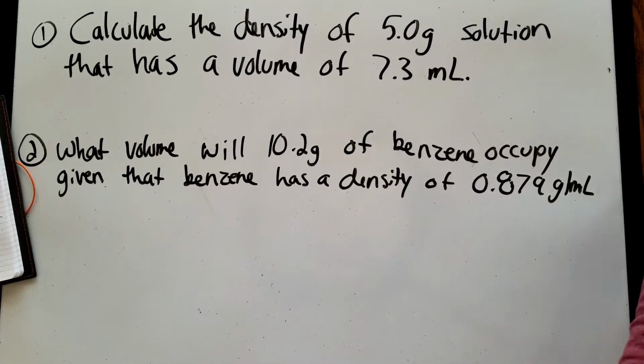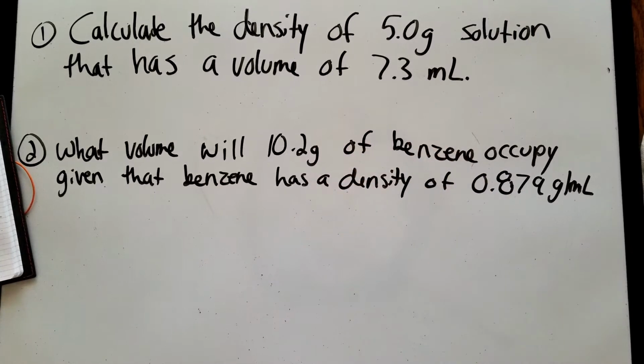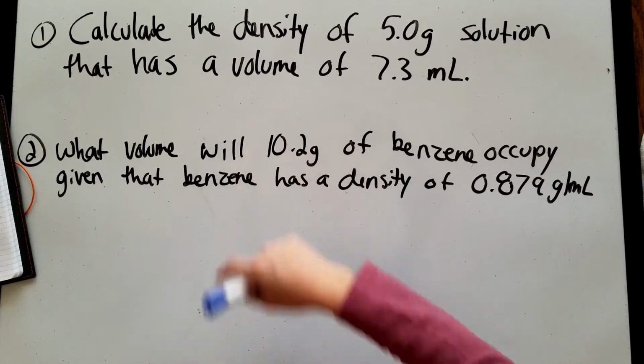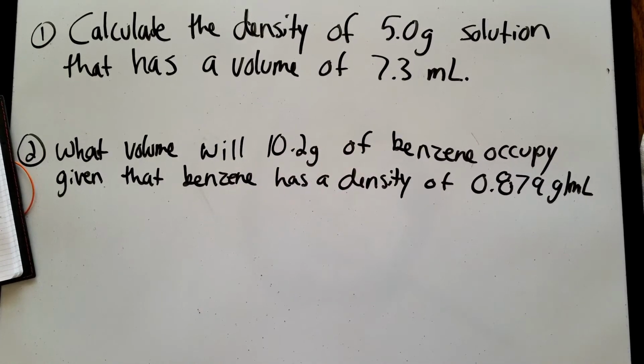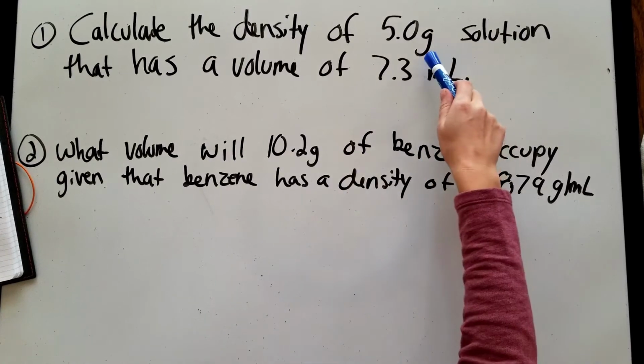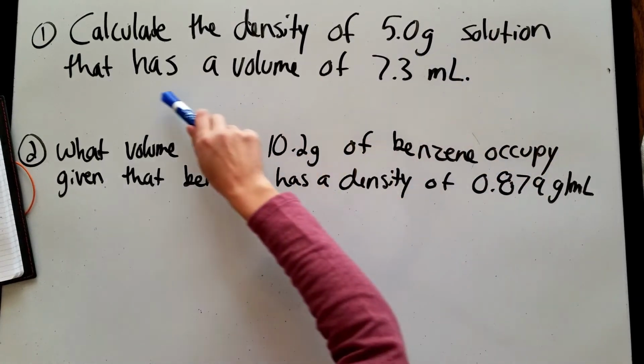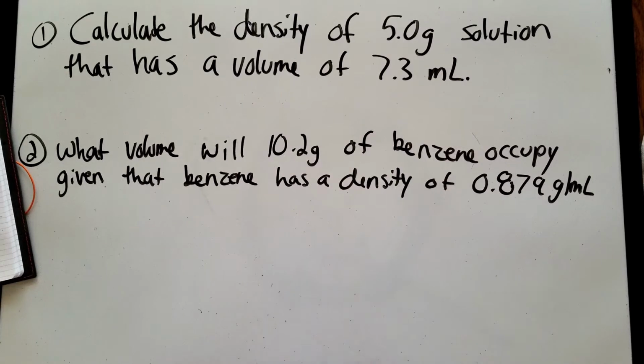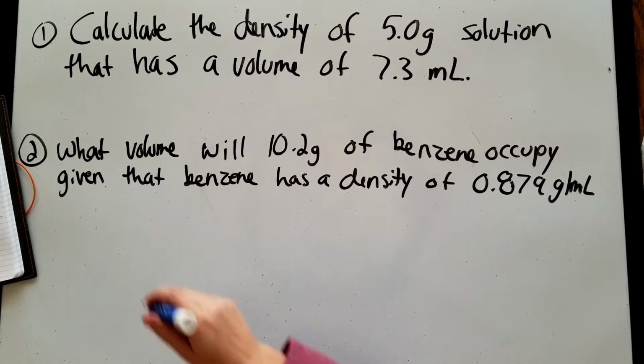Here we're going to look at some density problems. So we're going to start with easy ones and work our way to a little bit more difficult ones. So starting with number 1 here, so I have 2 on the whiteboard. The first one's asking us to calculate the density, giving us 5.0 grams of solution that has a volume of 7.3 milliliters. All right, so in order to do this, we need to know the density equation.